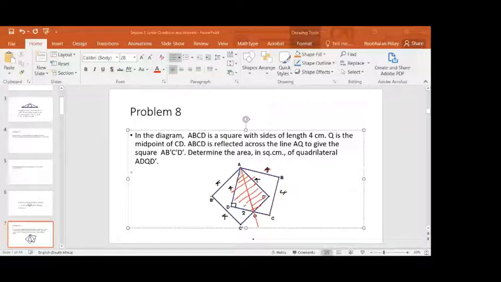So what does this mean? It means that you've got a right angle triangle here. One side is 4 and the other side is 2. So we can easily find the area of a right angle triangle. It's half base times height. The base is 2, so half base is 1. 1 times 4 is 4. So the area of this triangle here is 4.